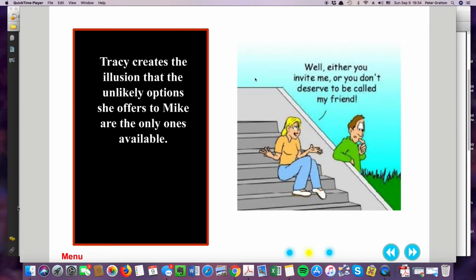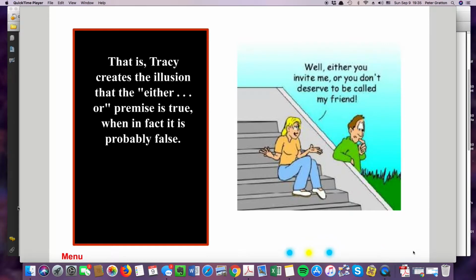It's not, are you pregnant or not, right? Those are the two options. You're either pregnant or not pregnant, right? But there are more options than these. That is, Tracy creates the illusion that either or premise is true when in fact it is probably false. He does deserve to be called a friend, even if he doesn't invite her to the dance.